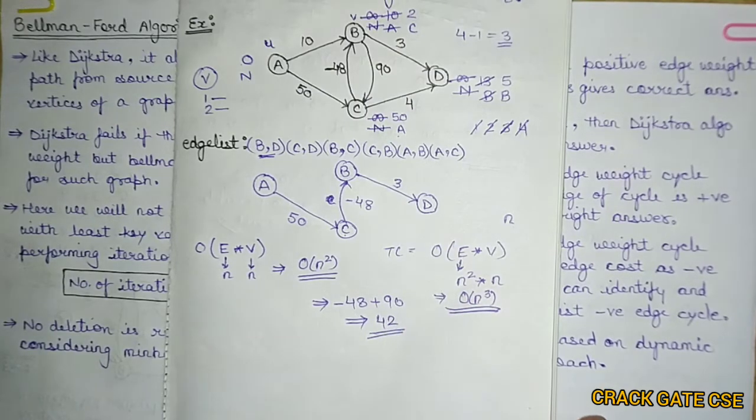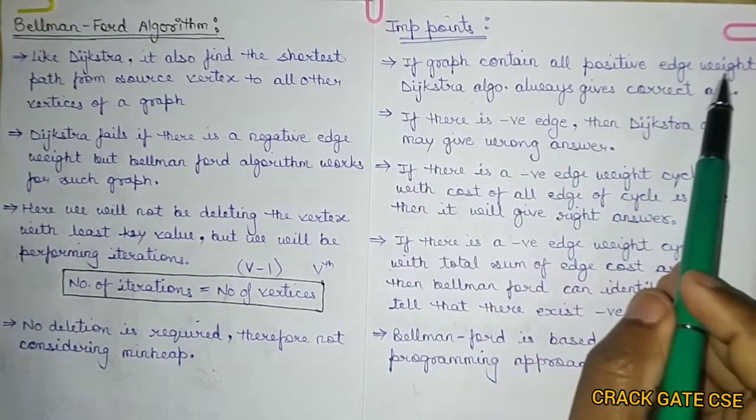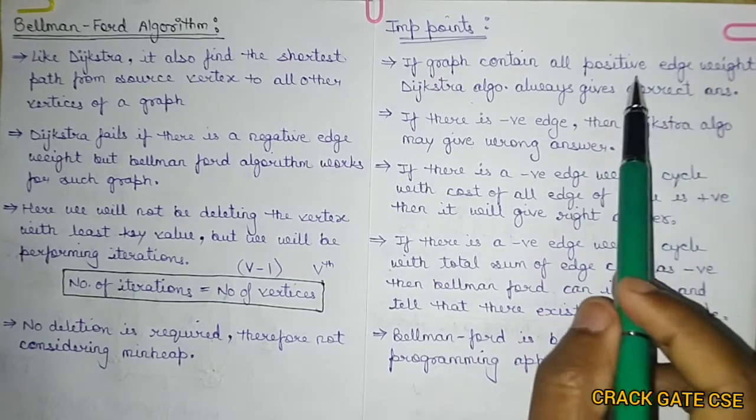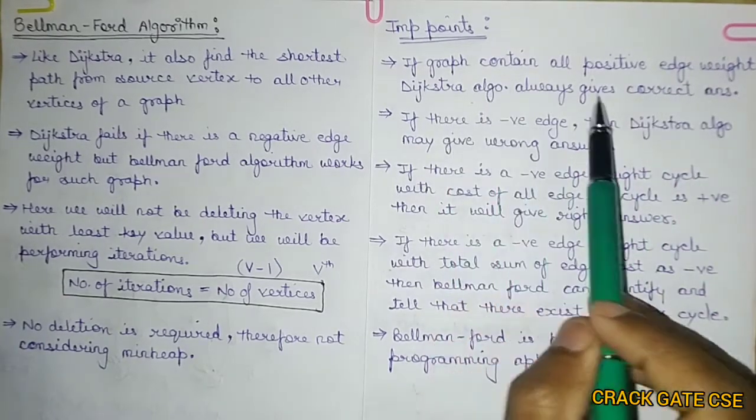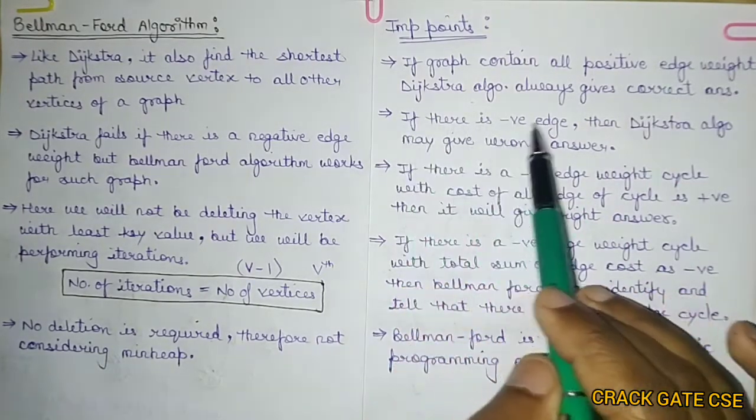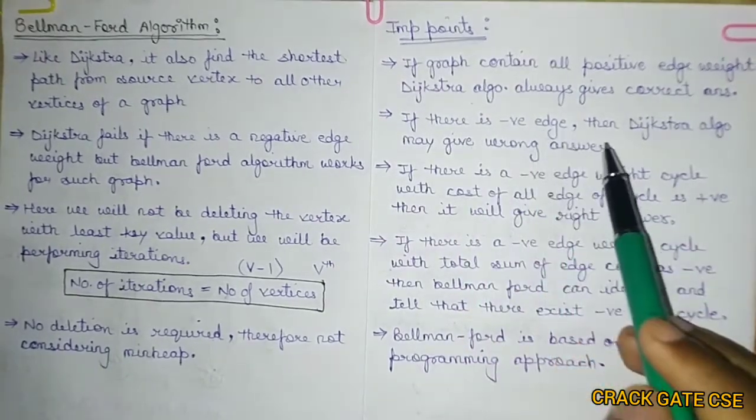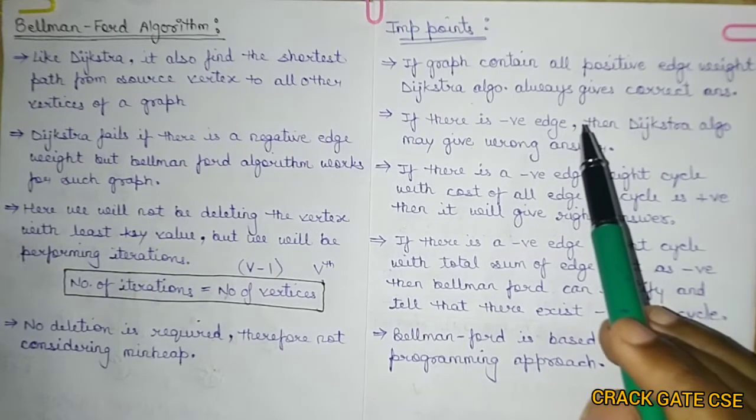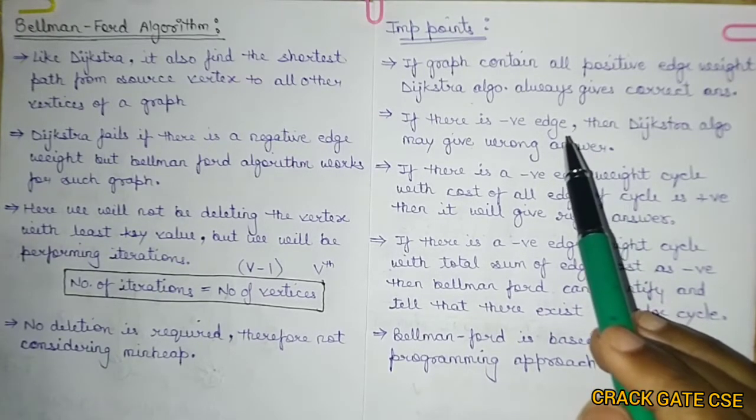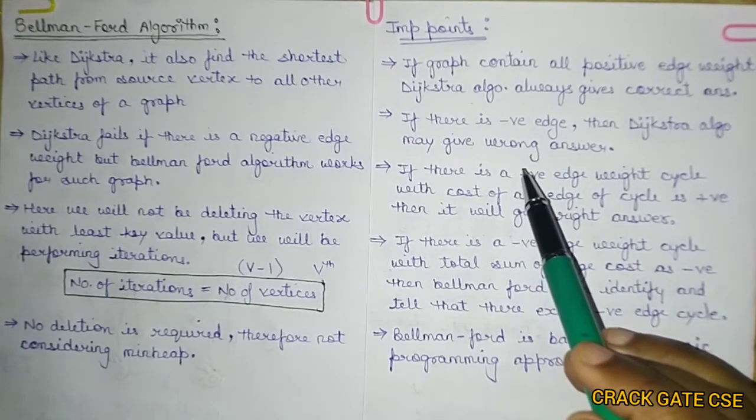Now there are some important points on the basis of these understandings. What are these points? If the graph contains all positive edge weights, if there is no negative edge, then the Dijkstra algorithm always gives the correct answer. We saw that in the previous video. If there is a negative edge, then the Dijkstra algorithm may give the wrong answer. It is not necessary that every time it will give you the wrong answer, but there can be some cases where the Dijkstra algorithm gives the wrong answer.